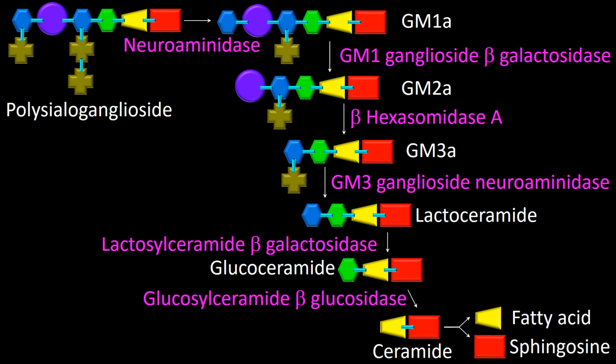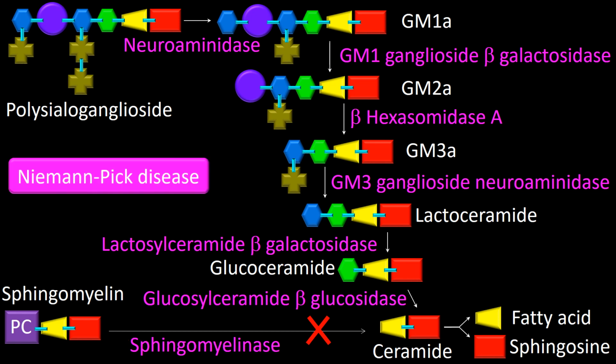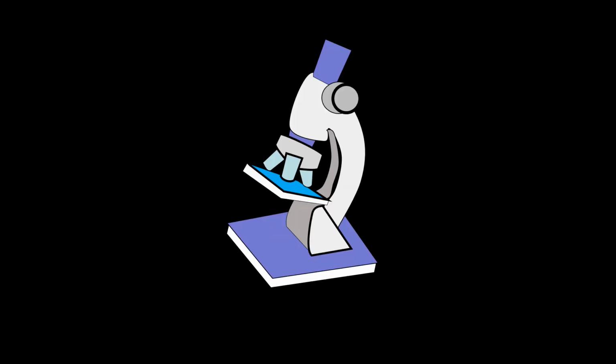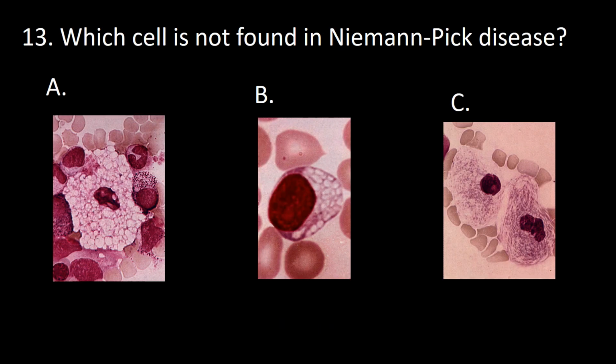Another compound that needs to go through ceramide to be fully catabolized is sphingomyelin. This is accomplished by an enzyme named sphingomyelinase. When this enzyme is deficient, a block will occur, sphingomyelin will accumulate, and the patient will develop Niemann-Pick disease. Patients with Niemann-Pick disease present with signs of gray matter deficit and a prominent cherry red spot, and in some cases a very large liver. Bone marrow and hematologic studies show lipid-laden macrophages called foamy cells. So the answer to this question is C.